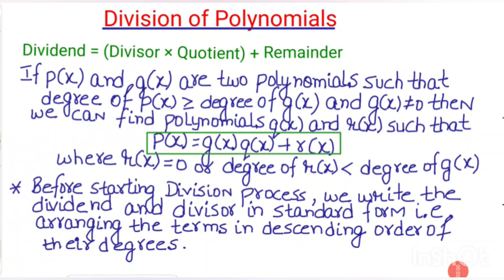Here I'll discuss division of polynomials, remainder theorem and factor theorem. First of all, division of polynomials. Now division algorithm states that dividend equals divisor into quotient plus remainder.